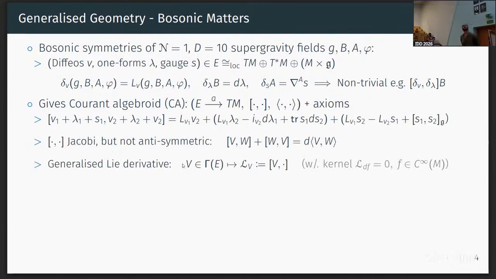So this bracket that we defined above satisfies the Jacobi identity, but it's not antisymmetric. But at least it's not antisymmetric in a very controlled way, where you have the exterior derivative of this inner product. And these capital letters here are generalized tangent vectors, so they are sections of this bundle here. Once we have this nice bracket, we can define the so-called generalized Lie derivative in the same way you would define the normal Lie derivative, where you just take a generalized vector and map it into the first slot of your bracket.